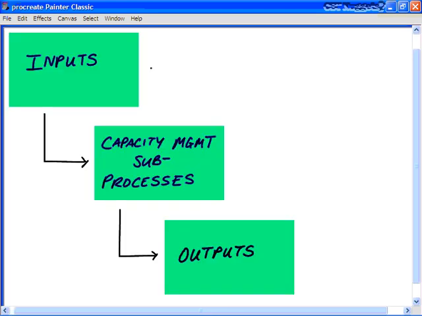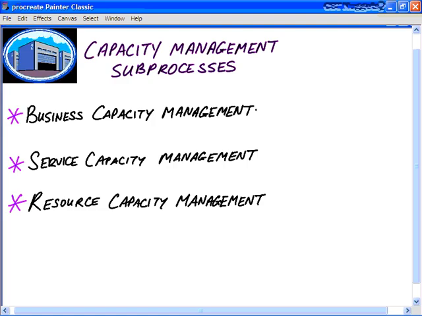The capacity management process is basically made up of a wide variety of inputs that are put into the capacity management sub-processes. And we're going to identify these here as being business capacity management, service capacity management, and resource capacity management. And then from those sub-processes come a wide variety of different outputs. So let's take a look at these three capacity management sub-processes one at a time: business, service, and resource. And then we'll look at the inputs and the outputs from these sub-processes.